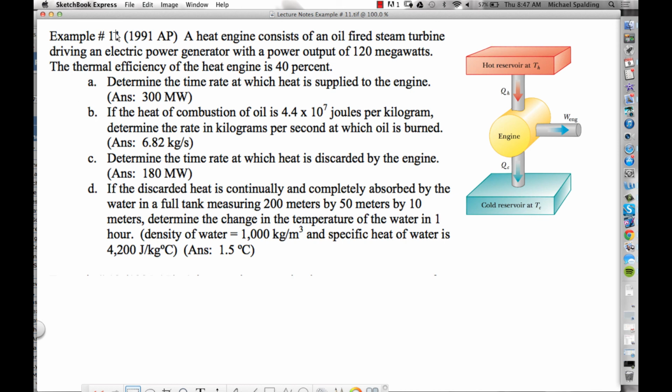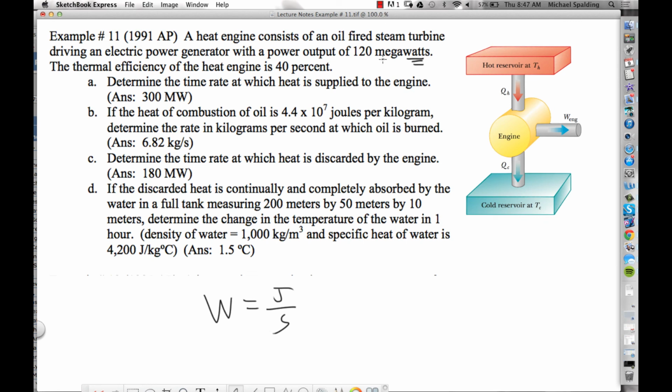All right, so here's example 11 from the lecture notes. Okay, first thing, notice that they're not using joules. This problem is using watts, which is no big deal because what's a watt? A watt is a joule per second. All it is is joules per second.